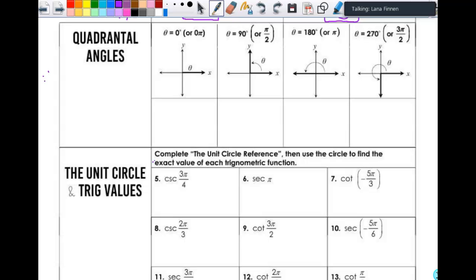All right, so we're going to look at the quadrantal angles. Let's go ahead and get our ordered pairs in here. If I'm at 0 or at 2 pi, then 1, 0. If I am at 90 or pi halves, then I'm at 0, 1. If I'm at pi, I'm at negative 1, 0. And if I'm at 3 pi halves, I'm at 0, negative 1. I'm pretty confident that y'all can fill those ordered pairs in and you know what they are.